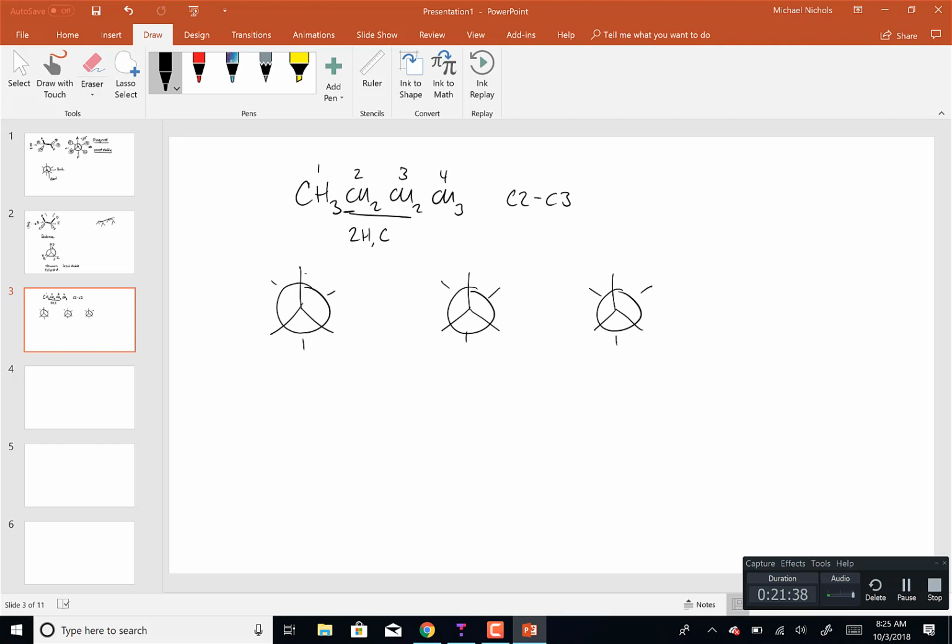And then carbon 3. So let's put them in. Methyl, hydrogen, hydrogen. Does it matter where I put them? No. Because what I'm going to do is I'm going to basically rotate around the bond so it doesn't matter. And now what's attached to carbon 3, the back carbon?